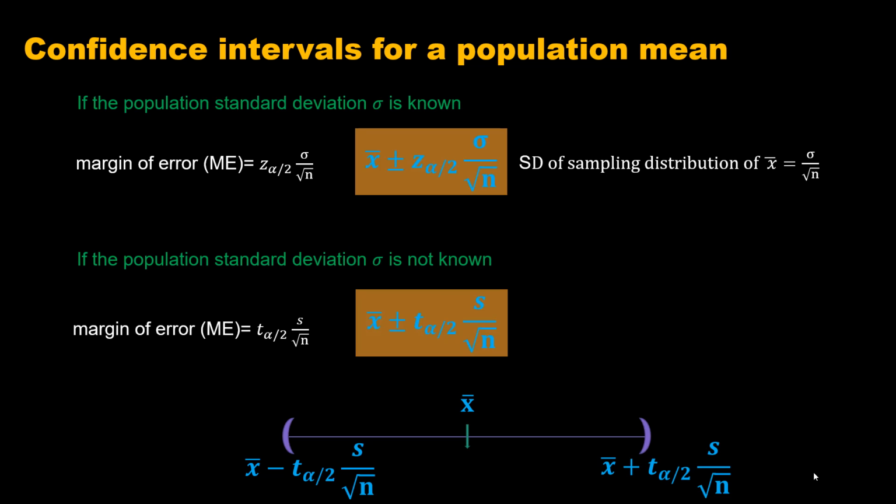Yes. Let me explain margin of error. Margin of error is the same, but we have t alpha over 2 s over root n. Again, instead of z, here we have t. Instead of sigma, here we have s. Then, standard error of x bar. Standard error of x bar is s over root n.